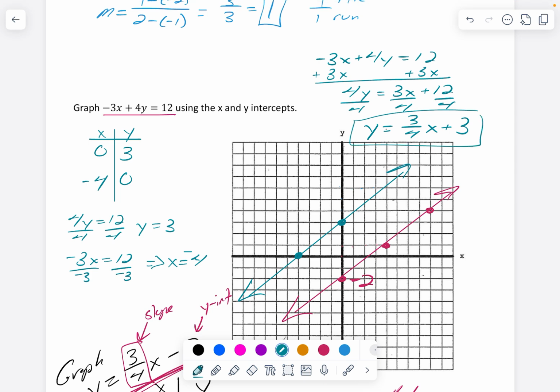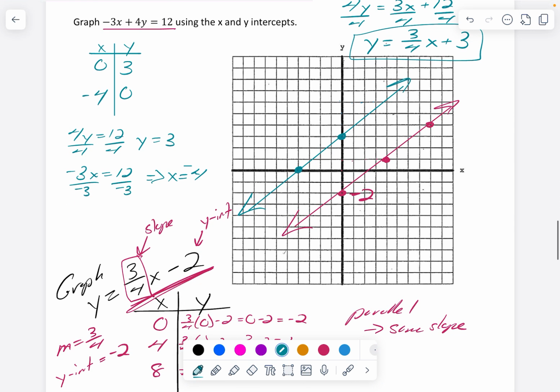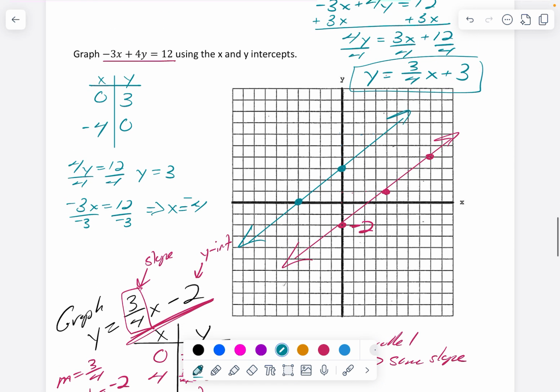So let's look at that and compare it to my other one. Well, notice that 3/4 is my slope, right? Up 3/4, right?